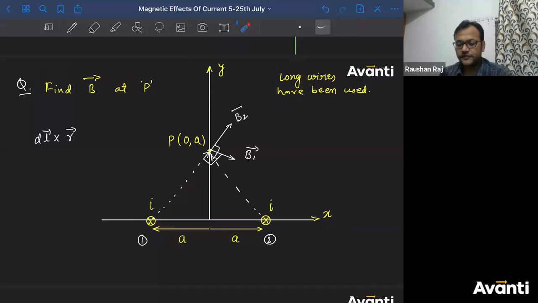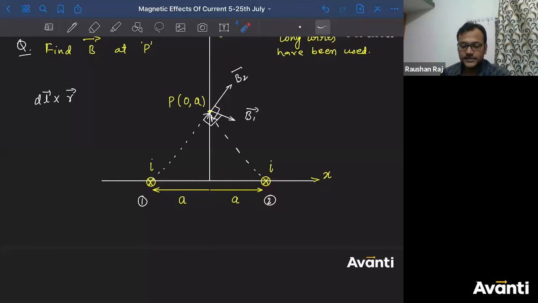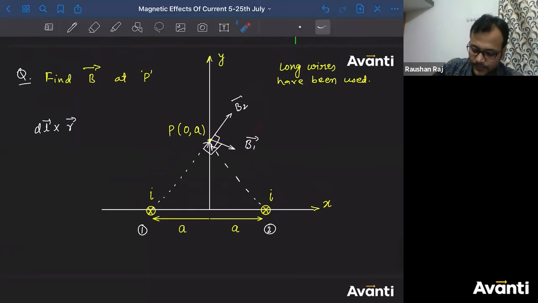अब बताओ, how will you find the net? So those who have given y-axis as the answer, they have got the wrong answer. So the answer is along the positive x-axis. Why? Because B1 and B2, what is the magnitude of B1 and B2, guys? Tell me what is the magnitude of B1 and B2? B1 का वैल्यू बोलो क्या होगा?